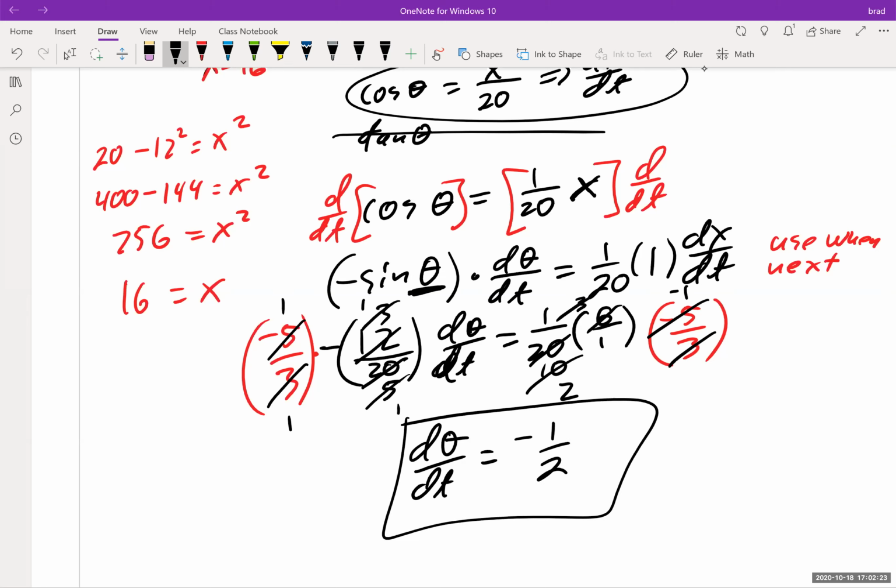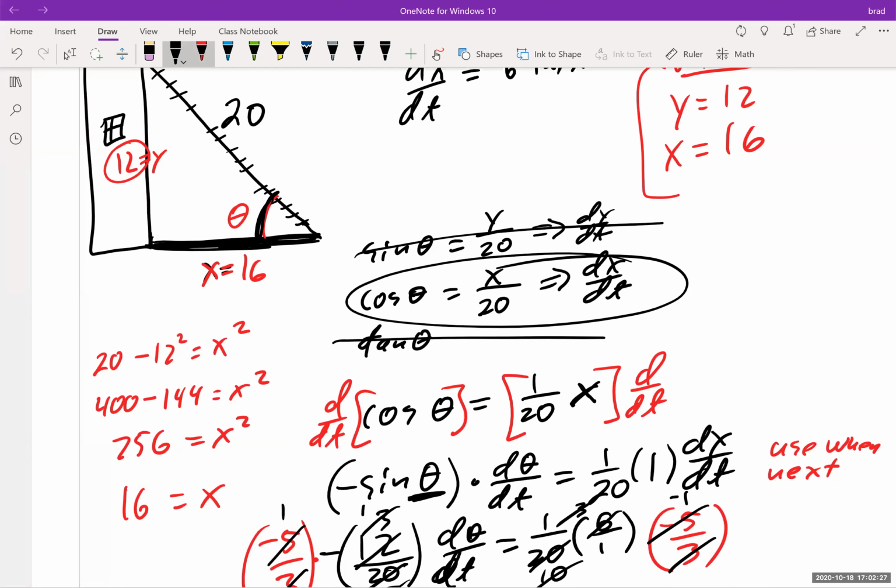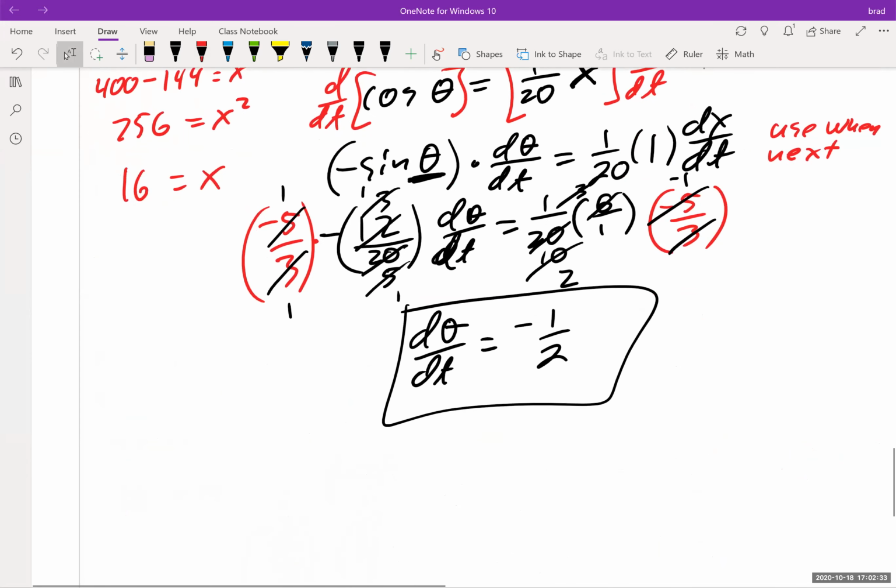And that is how much our angle is changing from here to here, right? So our angle is changing at negative 1/2 radians per second.